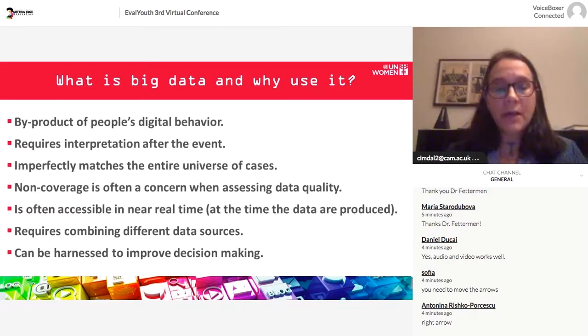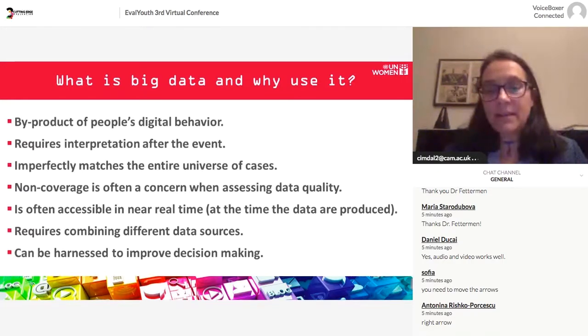There's also another aspect related to big data, that it imperfectly matches the entire universe of cases. So we don't rely on sampling. We know that we can work with a population, but this population is not the full population we may be interested in. So we have a subset of this target population. We need to understand what these exclusions are when you are using big data. So yes, non-coverage is always a concern.